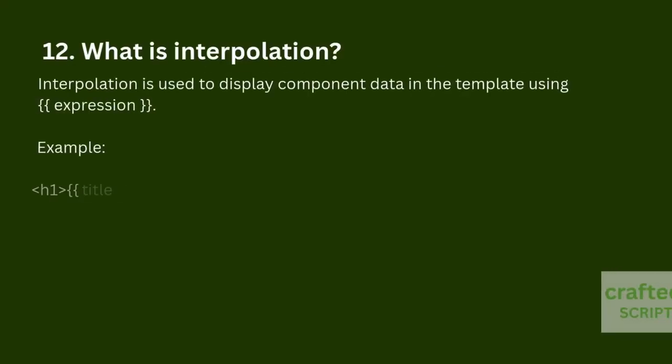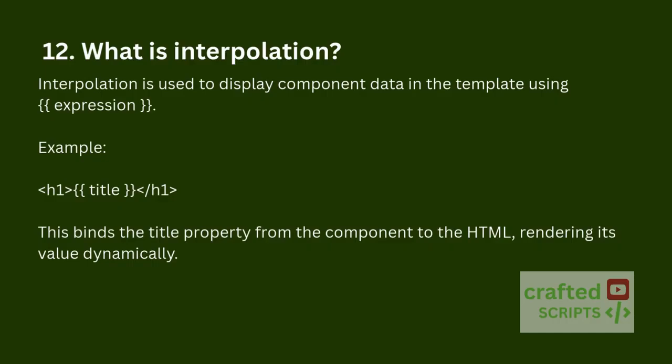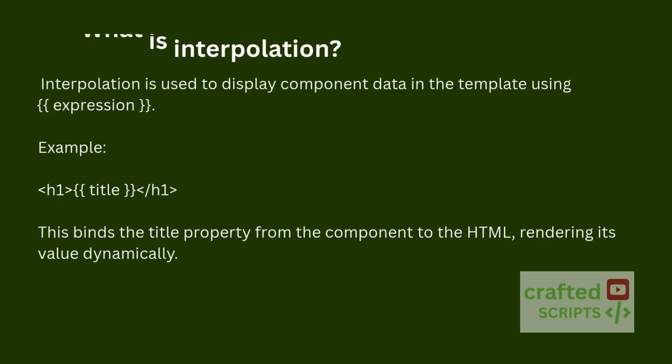Question number 12. What is interpolation? Interpolation is used to display component data in the template using an expression inside double curly braces. Example: this is an H1 tag that displays the value of the title variable using Angular interpolation. This binds the title property from the component to the HTML, rendering its value dynamically.